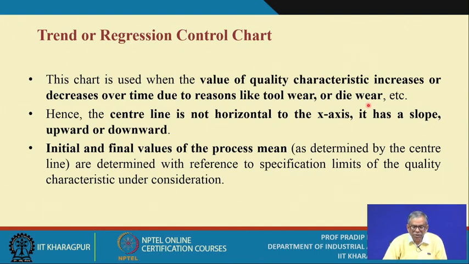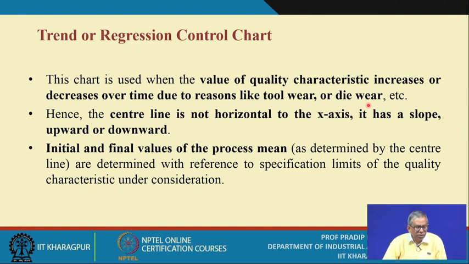Hence, the central line is not horizontal to the x-axis. It has a slope upward or downward. Now, if you want to incorporate these aspects in the control chart, you recommend a special purpose control chart called the trend or regression control chart.